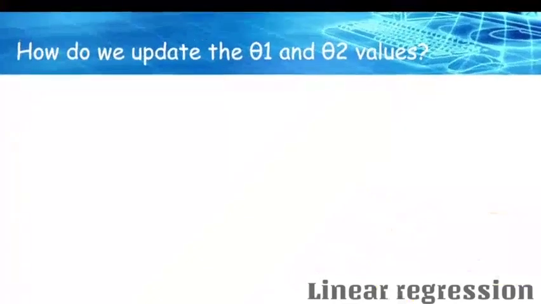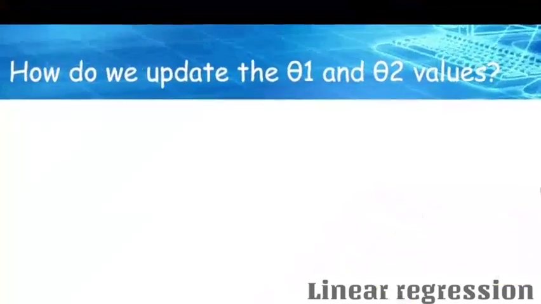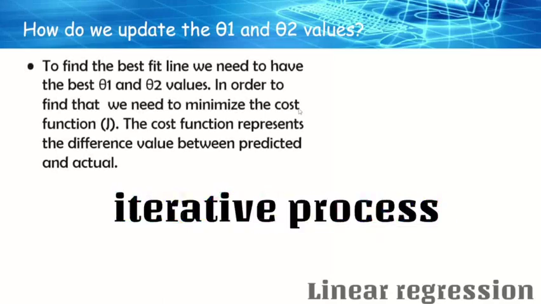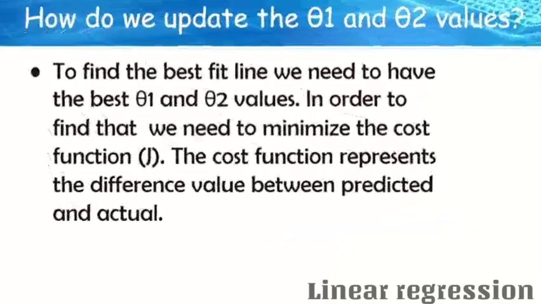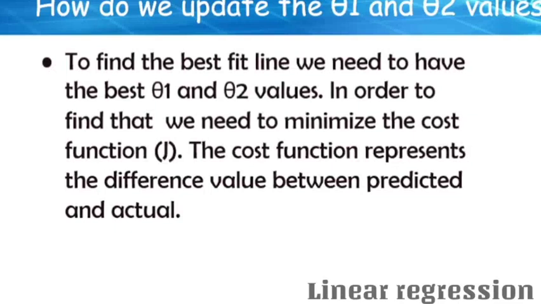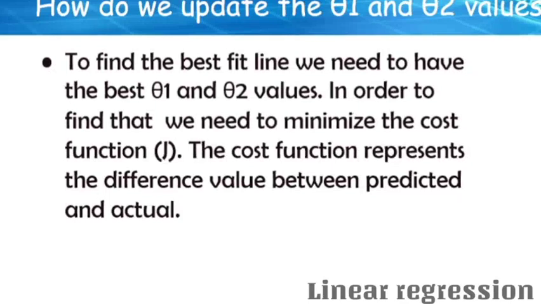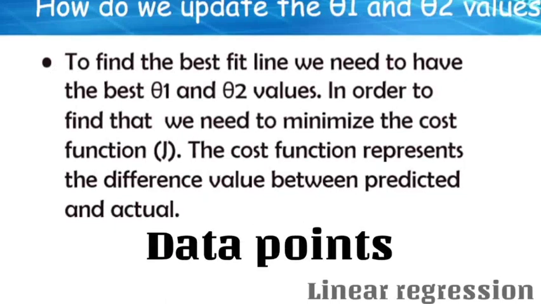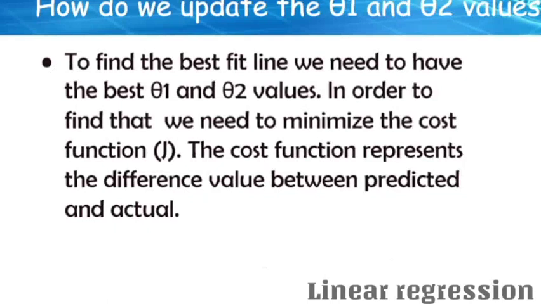So how do we update the theta 1 and theta 2 values? It is not like you randomly go ahead and find the values in one single shot. It is an iterative process, so you need to do it repeatedly. To get the best fit line, we need the best values of theta 1 and theta 2. This line is what we are generating. All the points which we earlier saw are nothing but the data points, or data set. So for that we need to get the best fit line.